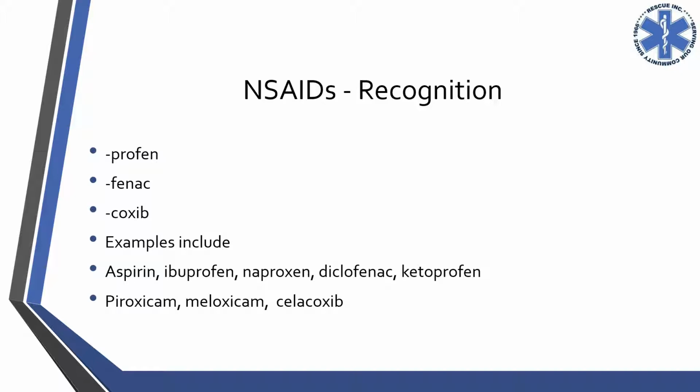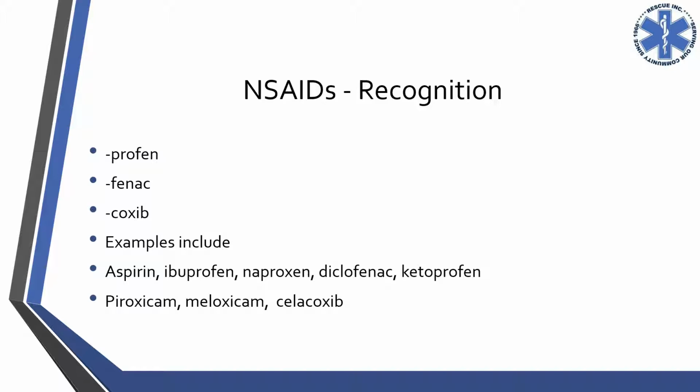So how do we recognize these? There's a lot of NSAIDs, and there's some newer age NSAIDs that are much nicer. So Profen is one of them. Ibuprofen is an example. Fanac, so diclofenac, is actually very commonly prescribed in European countries instead of ibuprofen. And then there's Coxib. And Coxibs are COX-2 specific NSAIDs, so they don't have as many GI effects.